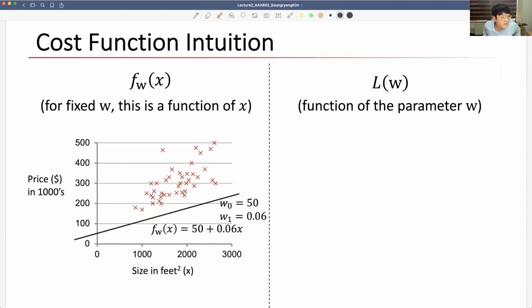Okay, so let's keep going. How can I find out the optimal parameter W? That is what they want to solve, right? So to understand this one, let's see this example.